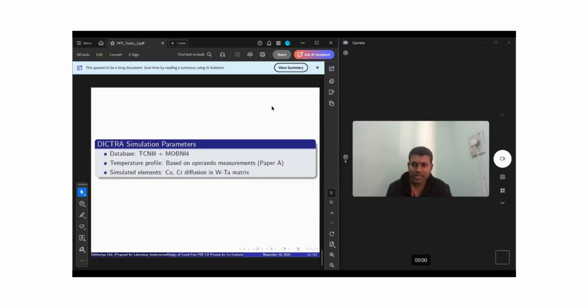Next come the TC-PRISMA simulation parameters. The databases are TCNI8 and MOBNI4. The temperature profiles are based on the operando measurements in paper A, and the simulated elements include copper and chromium diffusion in the tungsten and tantalum matrix.